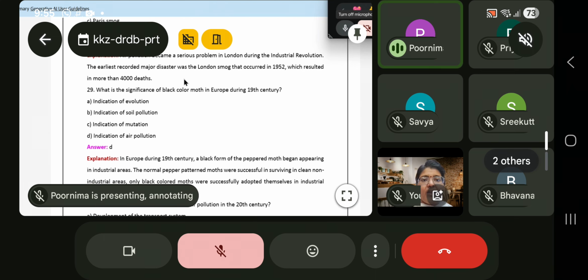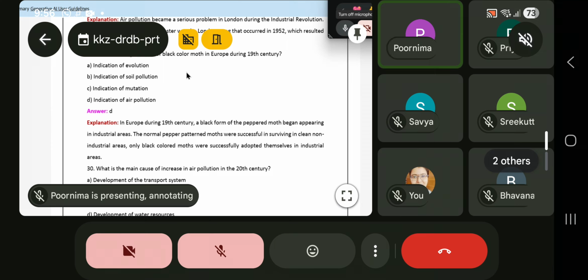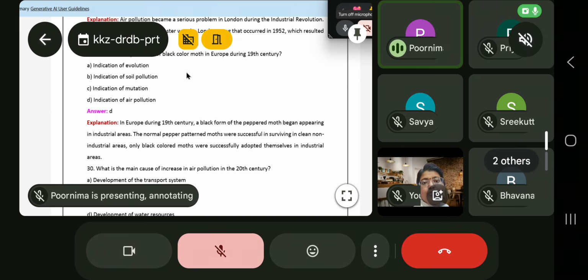What is the significance of the black colored moth in Europe during the 19th century? Indication of air pollution. In Europe during the 19th century, a black form of the peppered moth began appearing in industrial areas. The normal pepper patterned moths were successful in surviving in clean non-industrial areas. Only black colored moths successfully adapted themselves in the industrial areas.